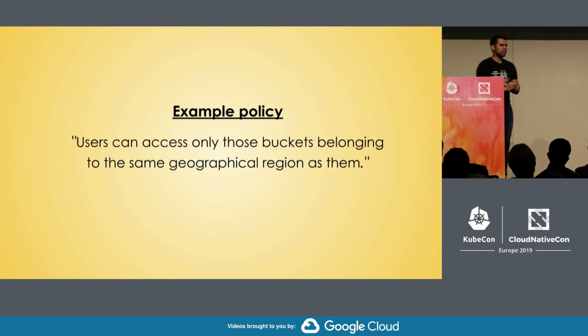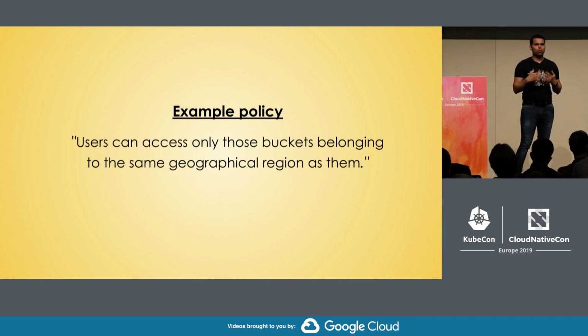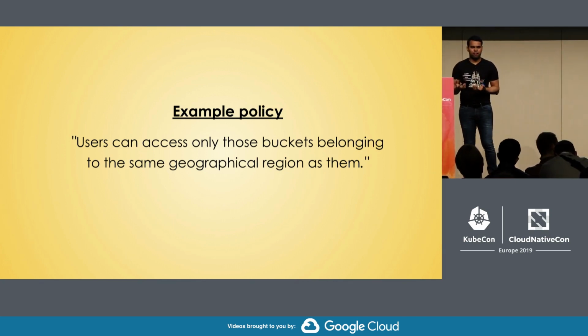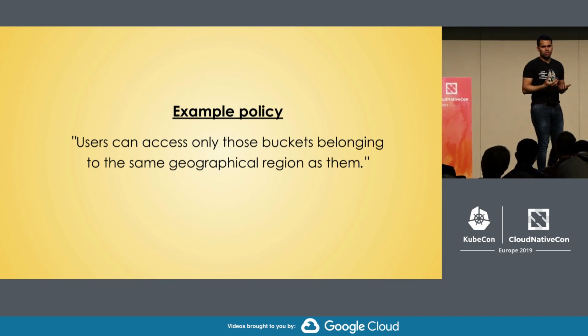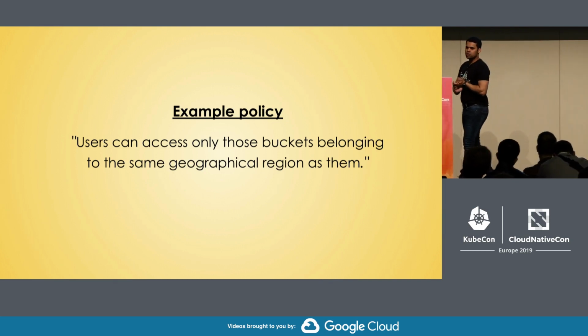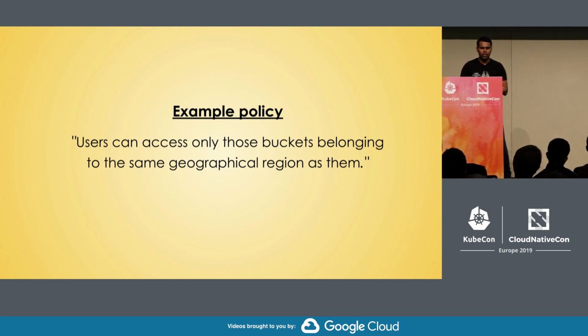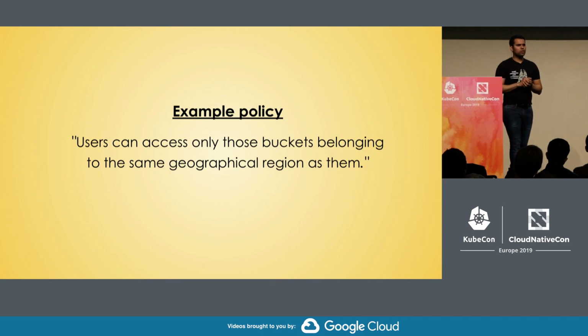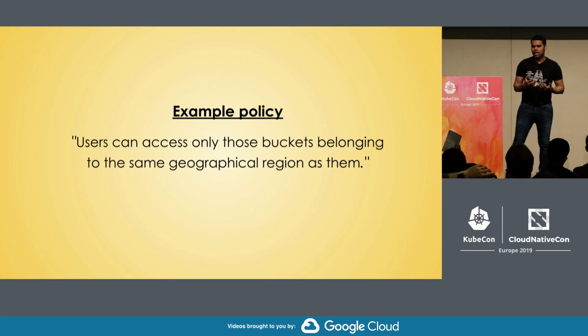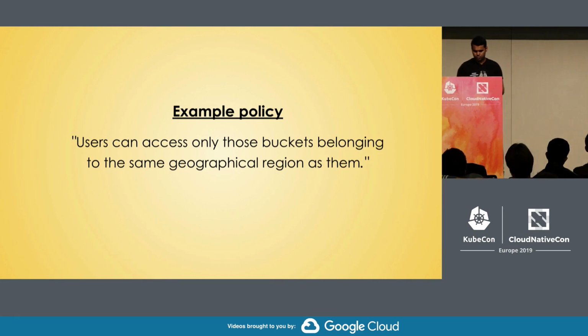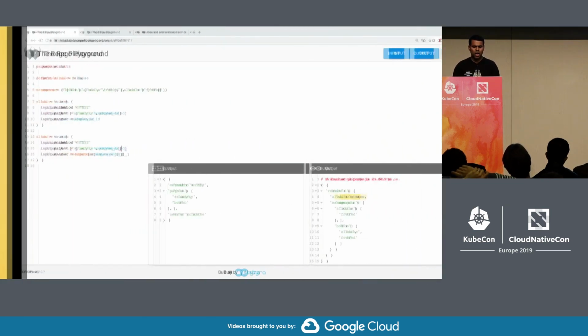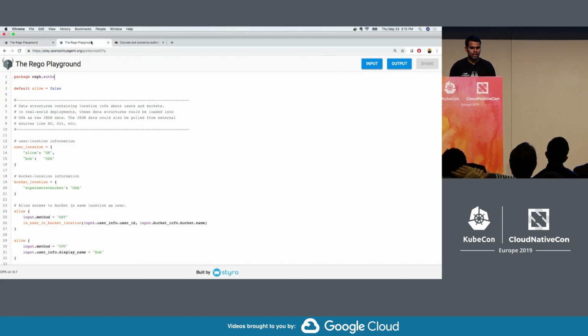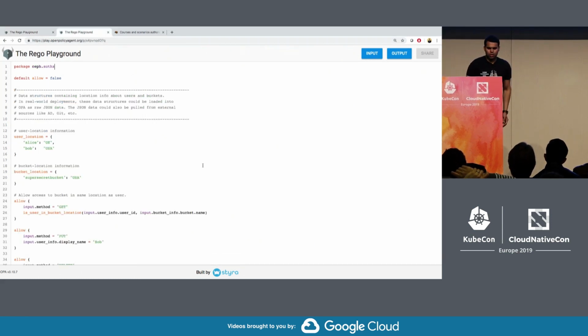And so now let's say we have this policy that we want to enforce in Ceph. It's a location-based policy which says that users can access only those buckets belonging to the same geographical region as them. And so now we're going to go back to the playground and see how we've implemented this policy in Rego. So the first thing you see is that I've hard-coded the user's location in the policy itself.